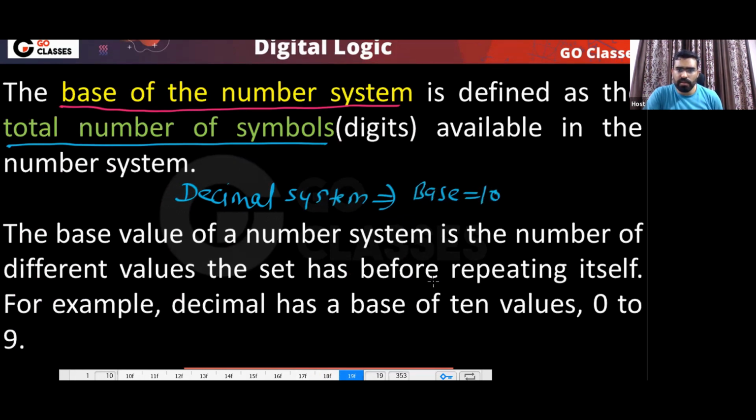Now you can read here. So what is a base value? Base value is the number of different values the set has before repeating itself.